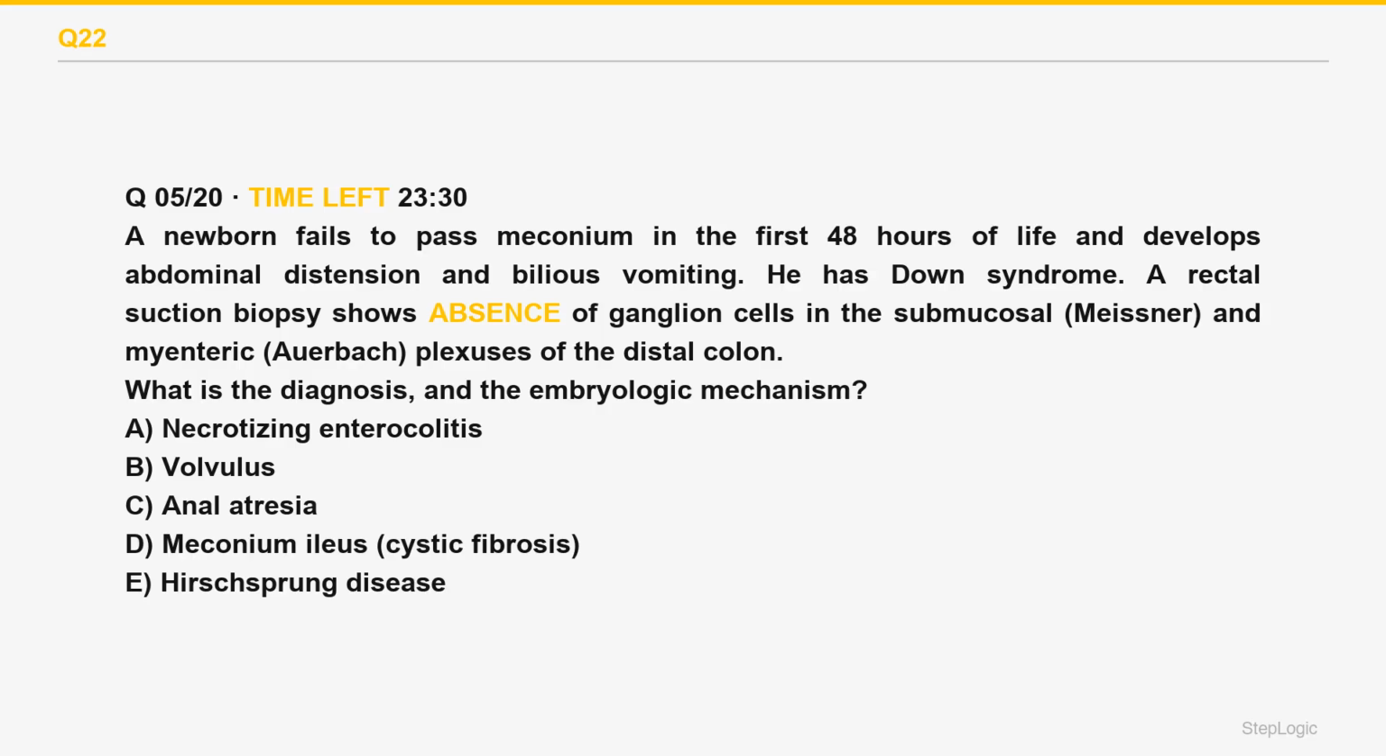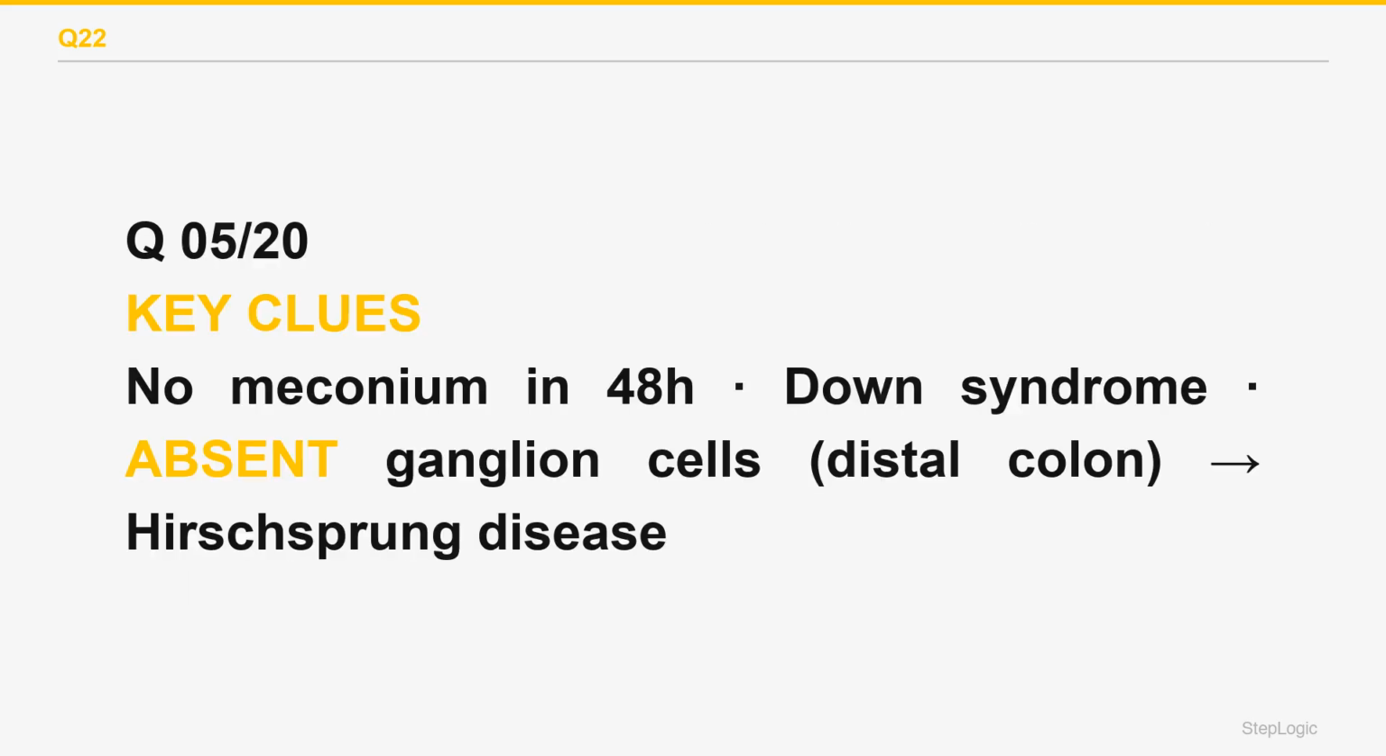Read the command, diagnosis, and embryologic mechanism. Failure to pass meconium, Down syndrome, absent ganglion cells in the distal colon: Hirschsprung disease, failed neural crest migration. This is Hirschsprung disease, congenital aganglionic megacolon. The embryologic mechanism is a failure of neural crest cell migration.